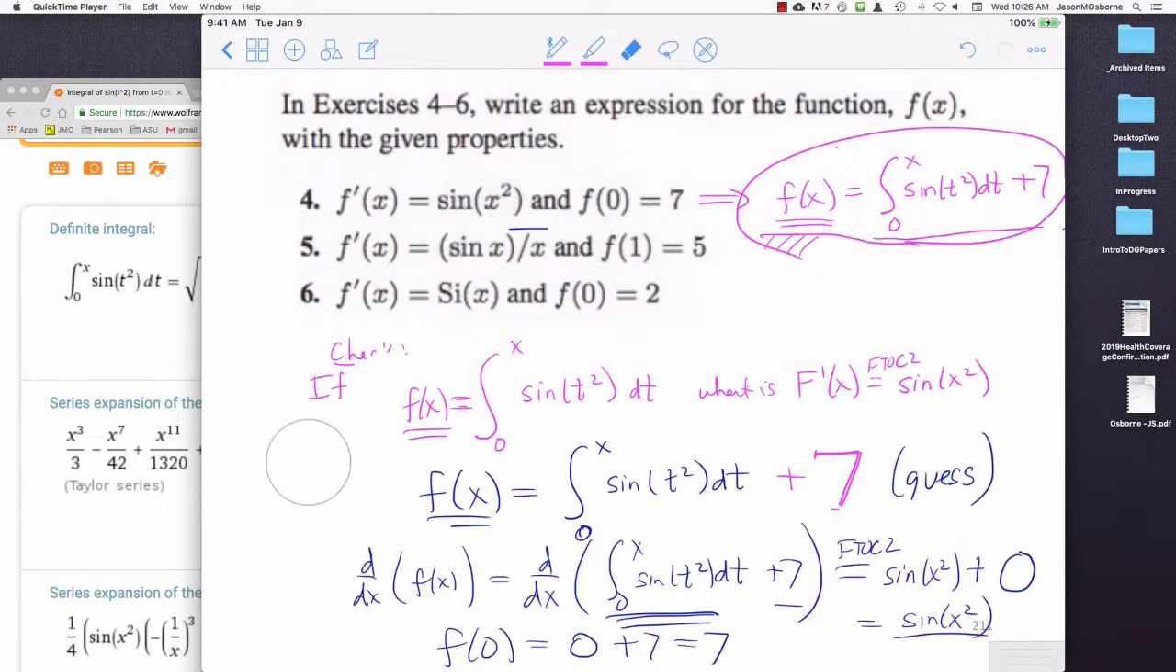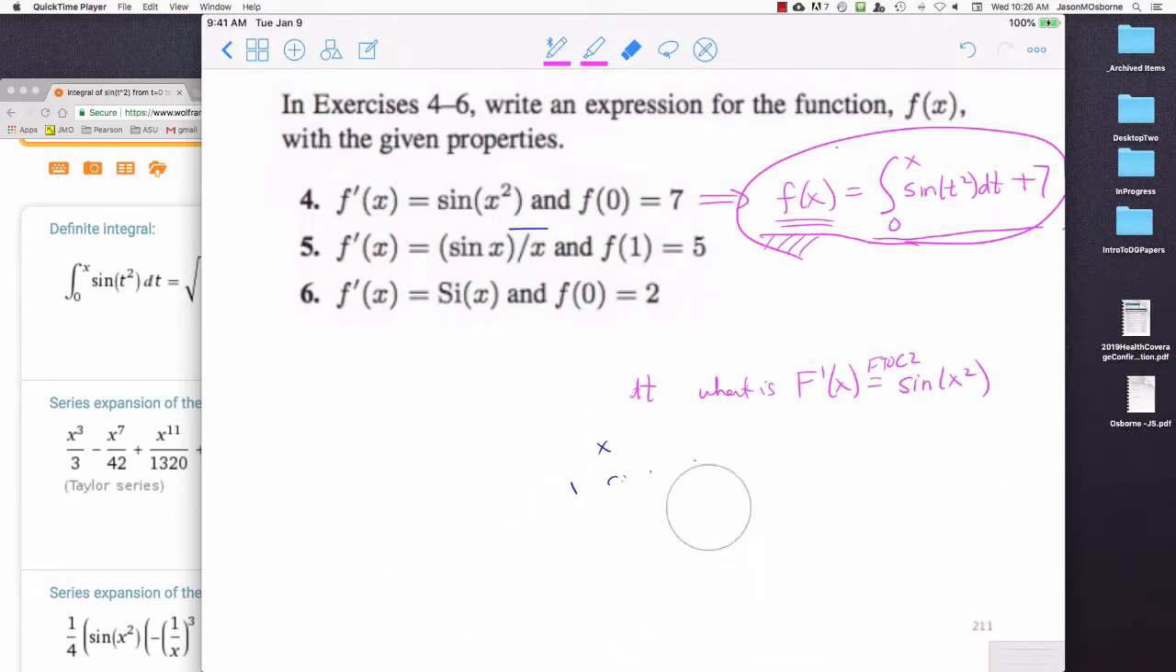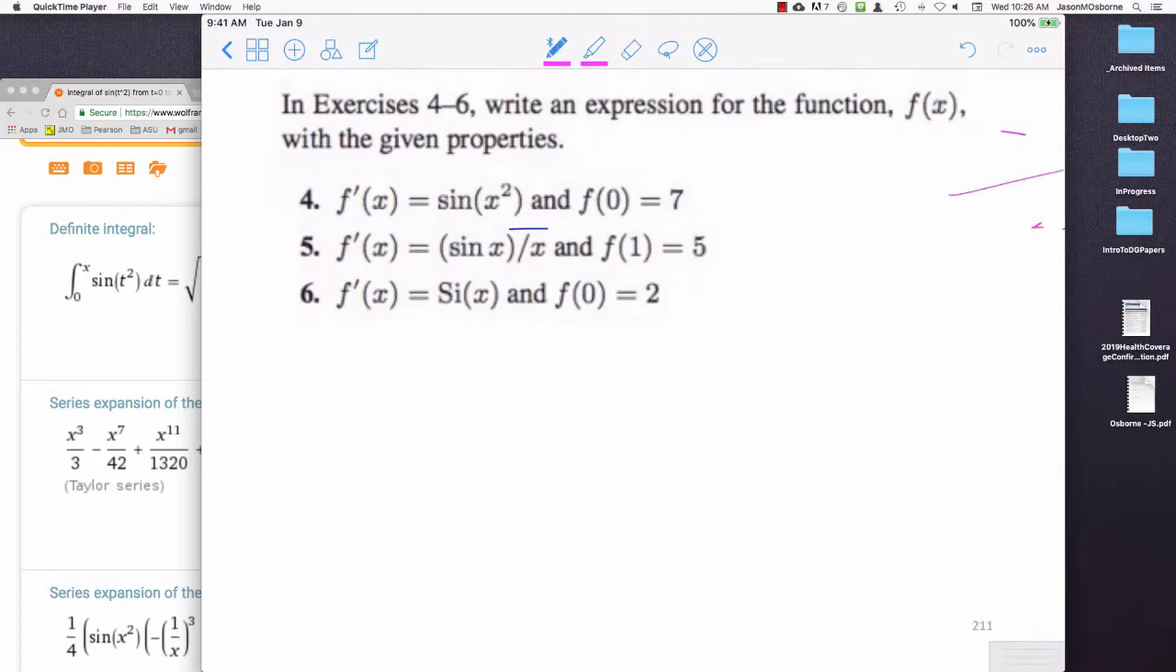The next problem is similar to this one. The answer to it is not going to be an answer that you can write down in closed form. And yet, you can write the answer as an integral. So can you think of a function whose derivative is the sine of x divided by x and whose value at 1 is equal to 5?